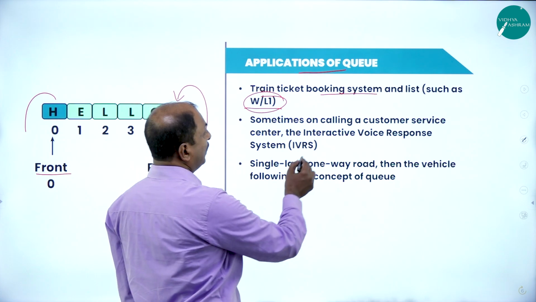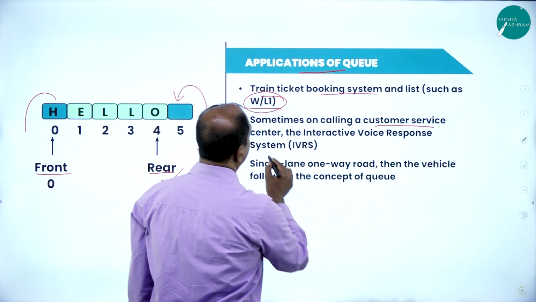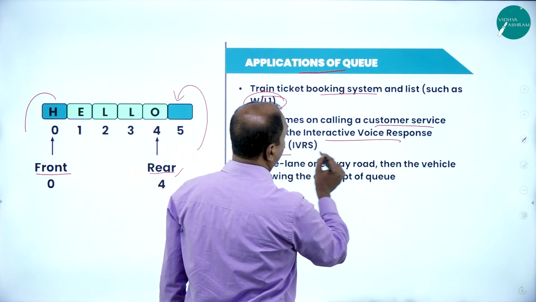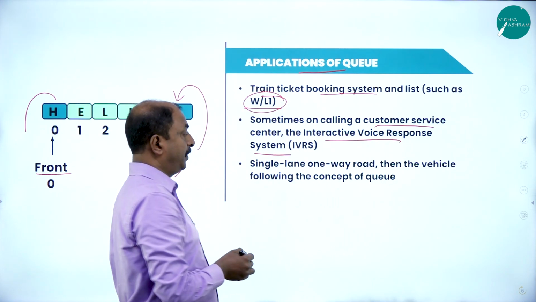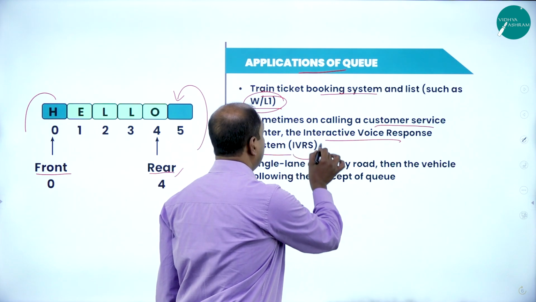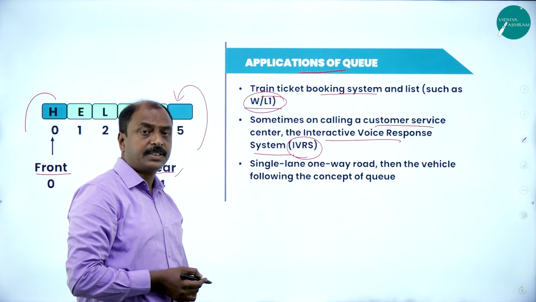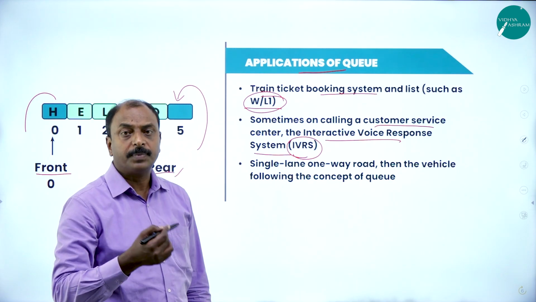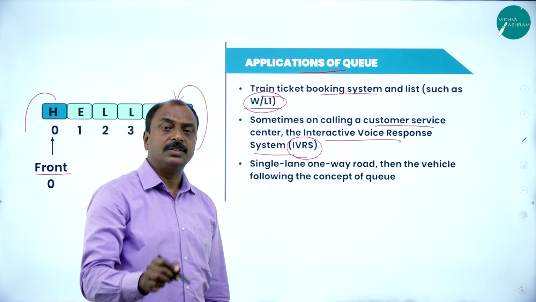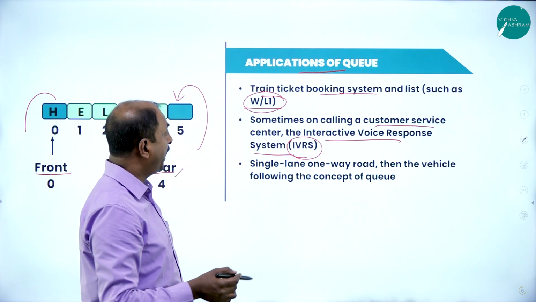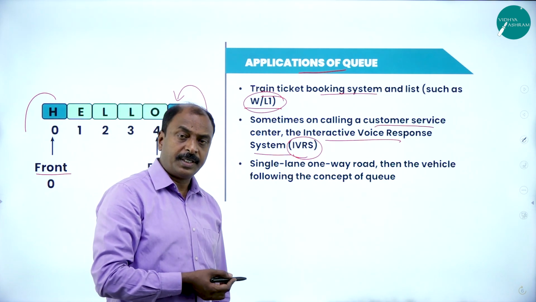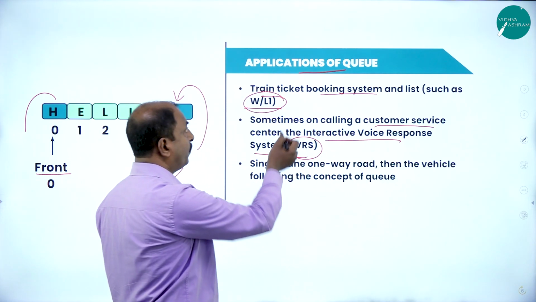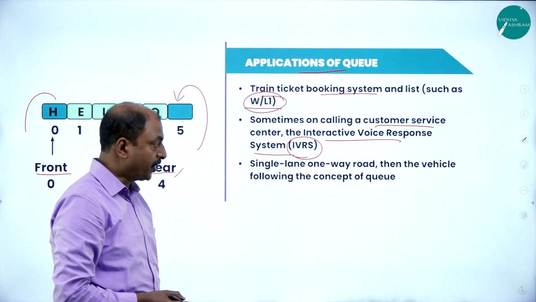Next one is calling a customer service center, the IVRS system or interactive voice response system. This is also a very good example of a queue data structure. Whenever a customer calls that particular number, he will be attended first, and any calls that come later will be in a queue. That is the example of IVRS, an application of queue.